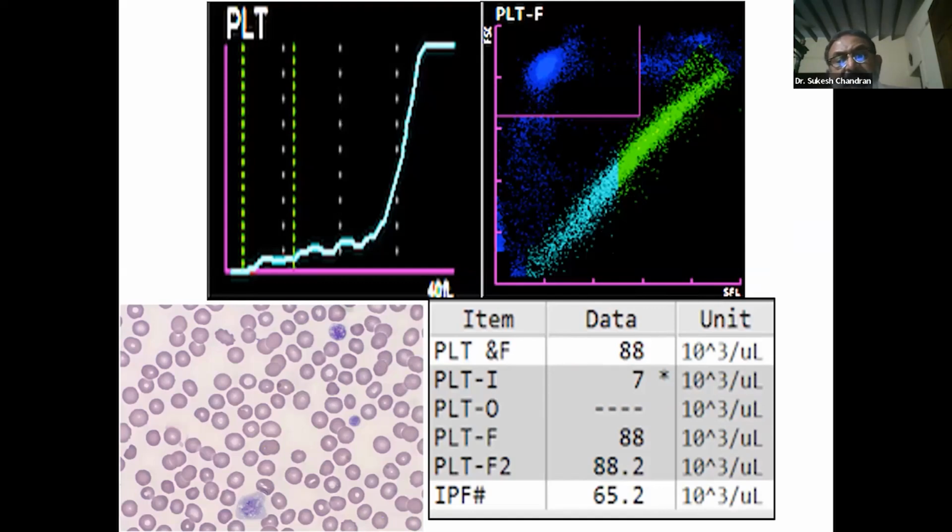So here we have got a patient with Bernard-Soulier. You can see that one of the platelets is as large as a white cell. The impedance platelet count was 7,000, but the optical platelet count, because the patient had large giant platelets, was 88,000.